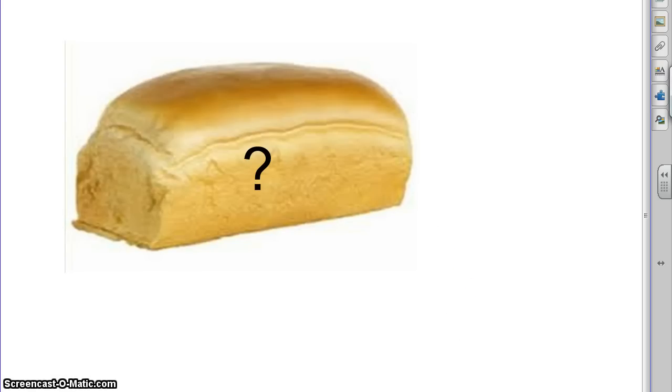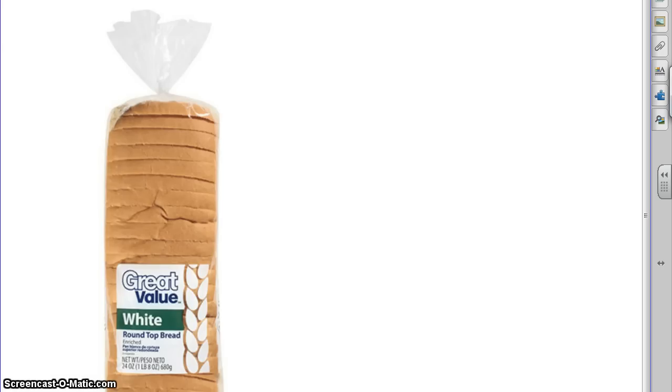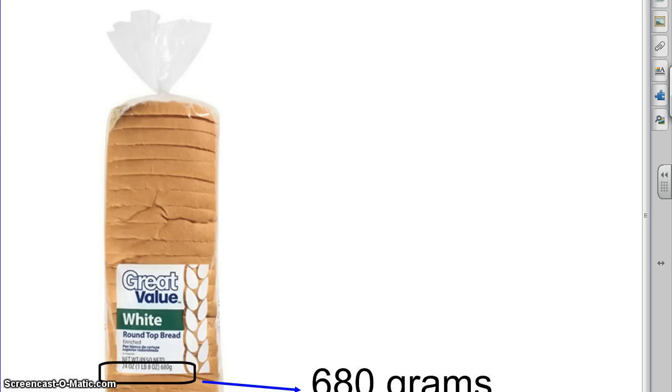But for bread, same problem. We have this loaf. It depends on how we cut it. So let's go to Walmart and get something else. Here's our Walmart bread. It tells us right here that that's 680 grams. I don't know if you can read that on the bottom. 680 grams. We get that right off the label.